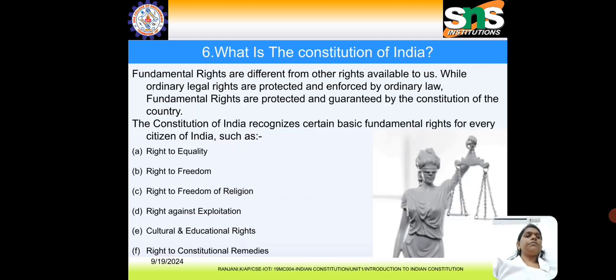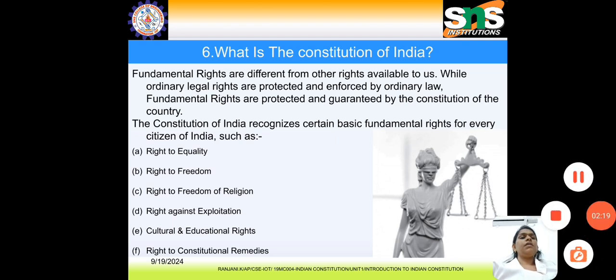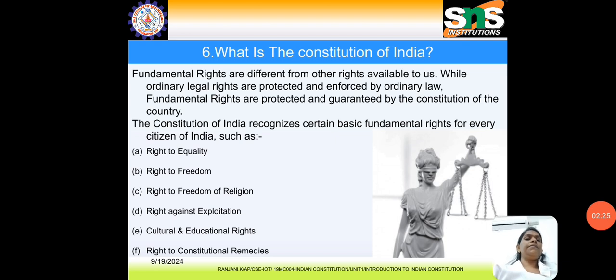Fundamental rights are different from other rights available to us. While legal rights are protected and enforced by ordinary laws, fundamental rights are protected and guaranteed by the Constitution of the country. The Constitution of India recognizes certain basic fundamental rights for each and every individual, the first being the right to equality.